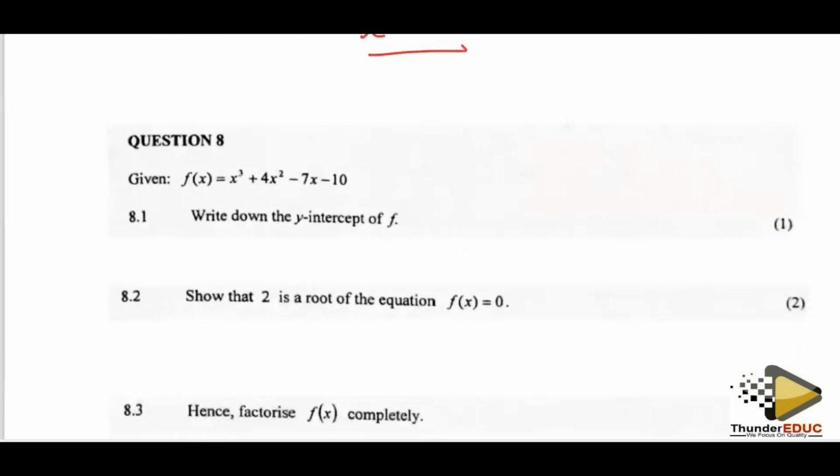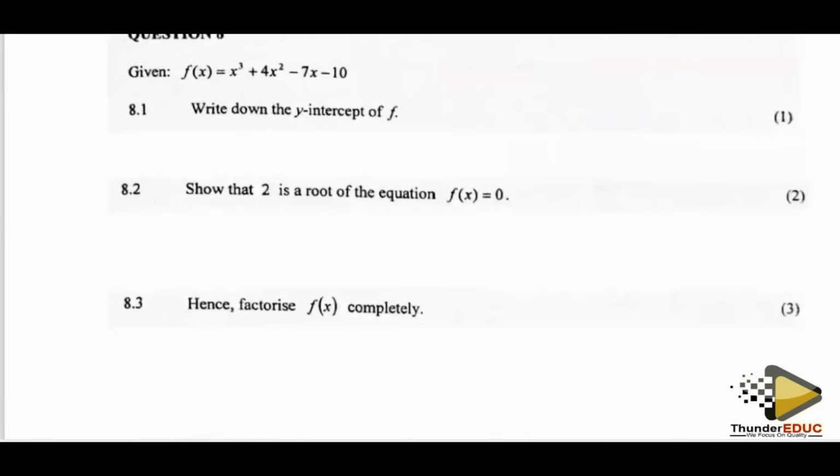Then 8.1. If you're given this function, it's a cubic function, write down the y-intercept. So the y-intercept is usually the number without a variable. You can say it's negative 10. Alternatively, we know that at the y-intercept, x is 0. You can substitute with a 0. You're still going to get negative 10.